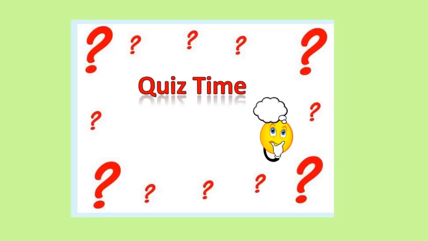Now it's quiz time. Here is an exercise for you. You are going to identify the verbs as regular or irregular. You are going to use the same verbs in your sentences, and after using them in sentences, you are going to solve an exercise which contains some verbs, and you are going to use the correct form of the verbs in the given space.